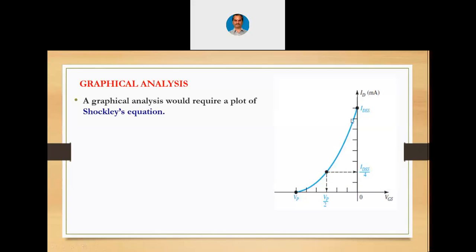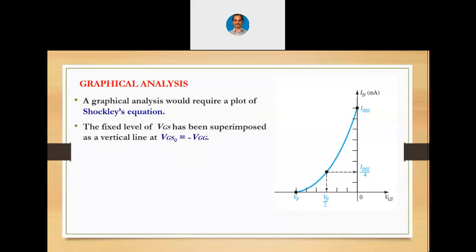Now, this is that plot. We already know that when VGS is VP by 2, we have ID is IDSS by 4. Similarly, when ID is IDSS by 2, we have VGS is 0.3 VP. So, we can easily get 4 points. The fixed level of VGS has been superimposed as a vertical line at VGSQ equals minus VGG.